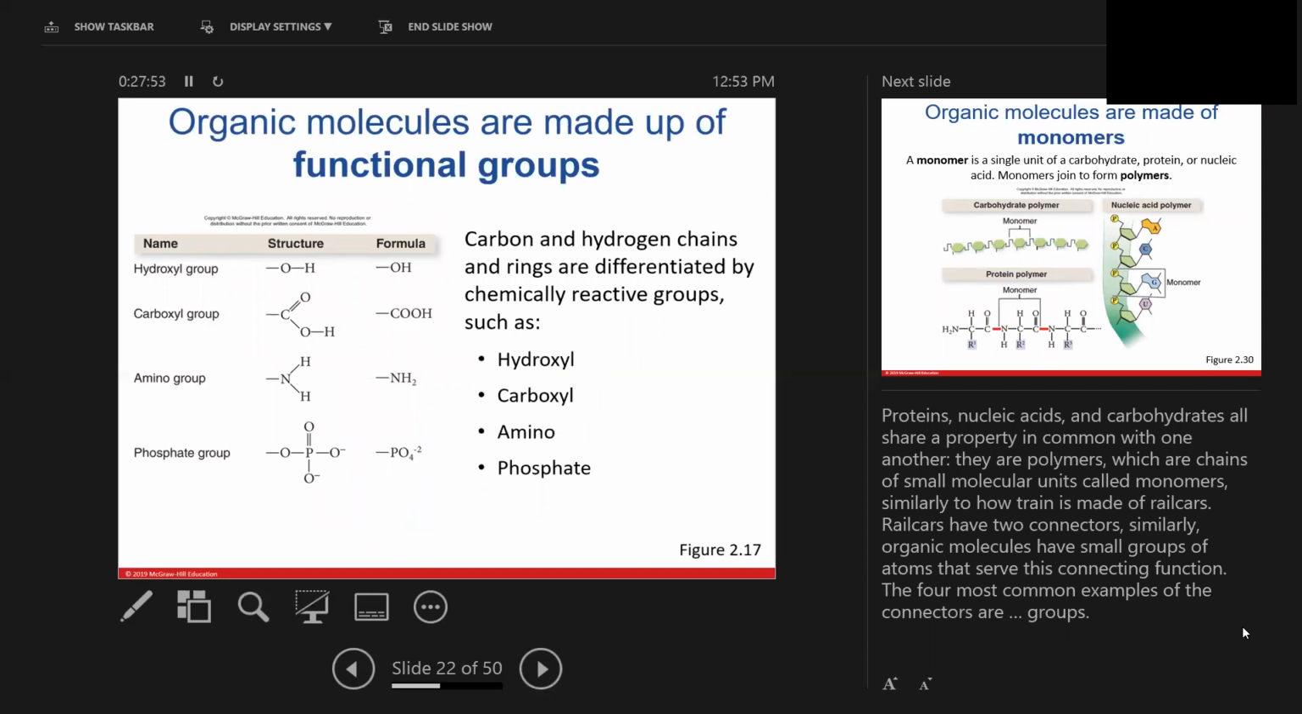Now, carbon and hydrogen chains and rings are differentiated by chemically reactive groups such as hydroxyls, carboxyls, amino, and phosphate. Again, we're not going to go super hard into this. Just keep this in the back of your head. These are the things that change these simple carbon chains with a couple of hydrogens on them into other things. Like, for instance, deoxyribose nucleic acid has a bunch of other groups sticking on the outside of it that changes it into a different thing.